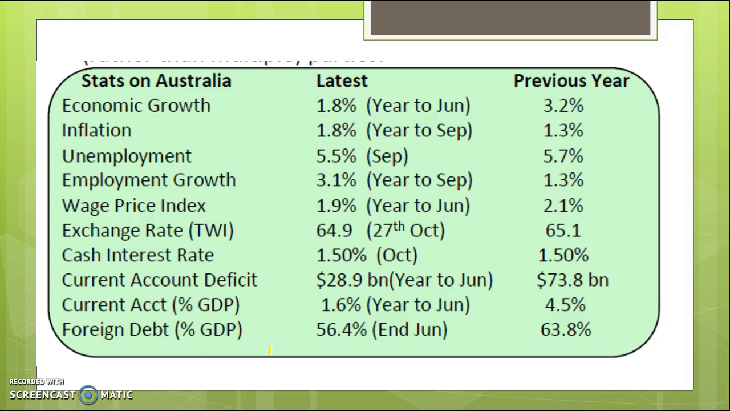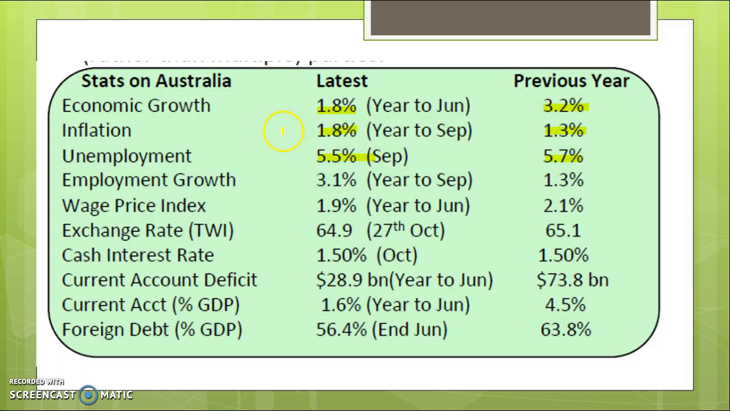So firstly, this came out yesterday. These are the October figures. In relation to October, you need to be mindful of the current statistics related to economic growth, employment and inflation. So both inflation and economic growth are at 1.8%. As you can see, growth is down from last year and inflation is up from last year. And unemployment's at 5.5%, down from 5.7%.